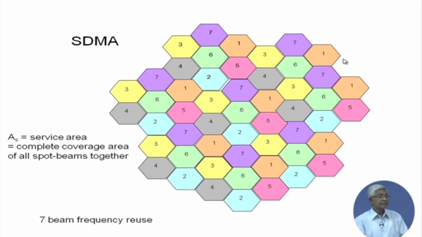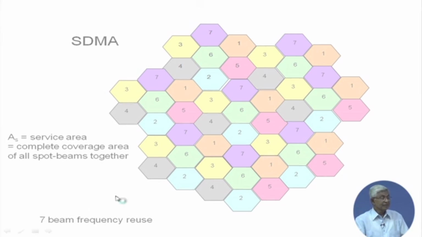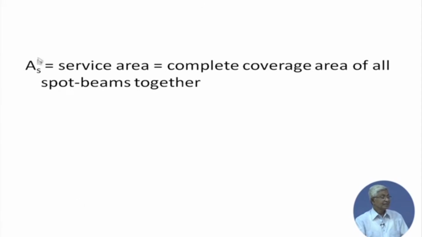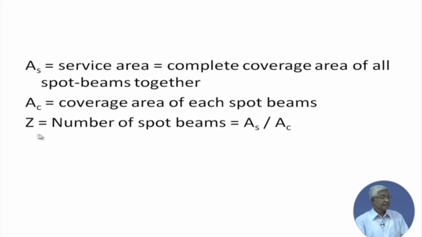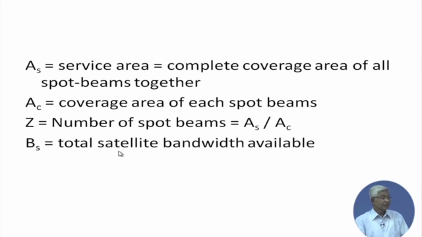So let us say this is the satellite coverage area approximately, and I have used many such 7 beam clusters. So I can use the frequency many times. Let us say AS is the service area, that is complete coverage area of all spot beams together, as we mentioned earlier. AC is the coverage area of each spot beam. Z is the number of spot beams, that is obviously a division of these two, and total satellite bandwidth available is BS.